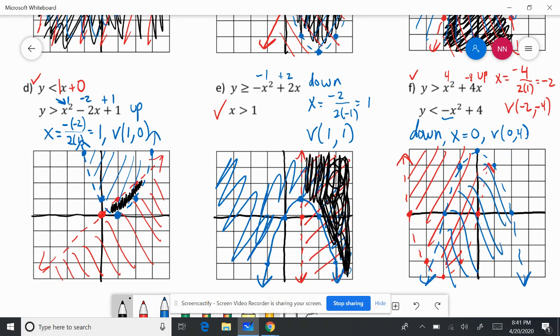And my answer is where the two overlap. So I'm looking for my blue and my red. I see that it's all in here. So I'm going to make that a little bit darker. And that's how we graph inequalities.